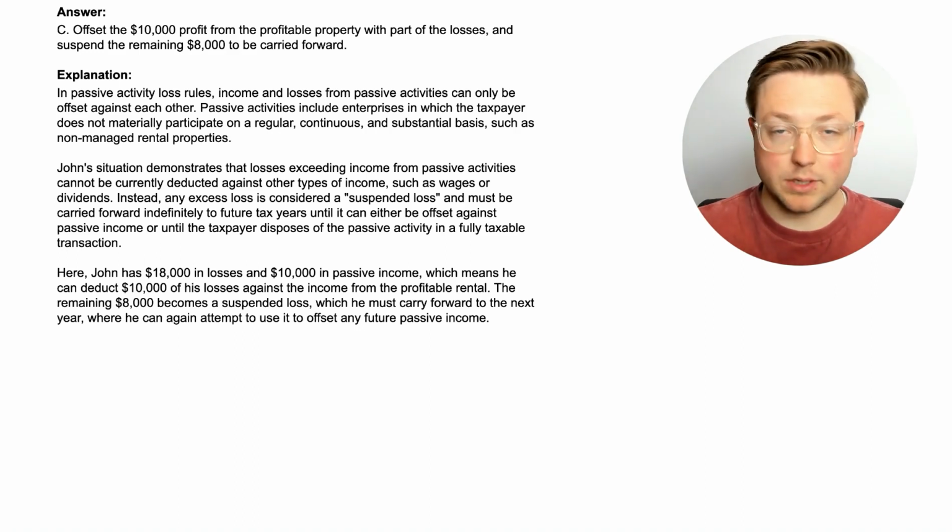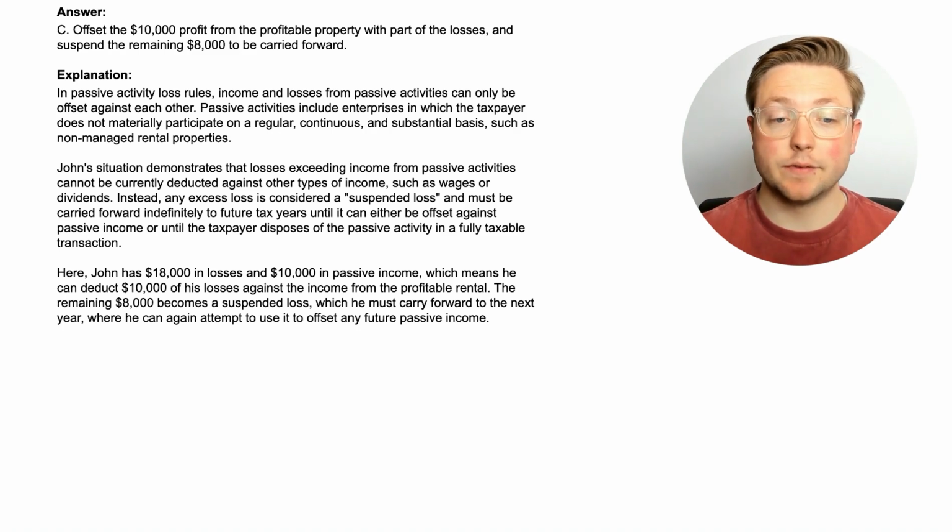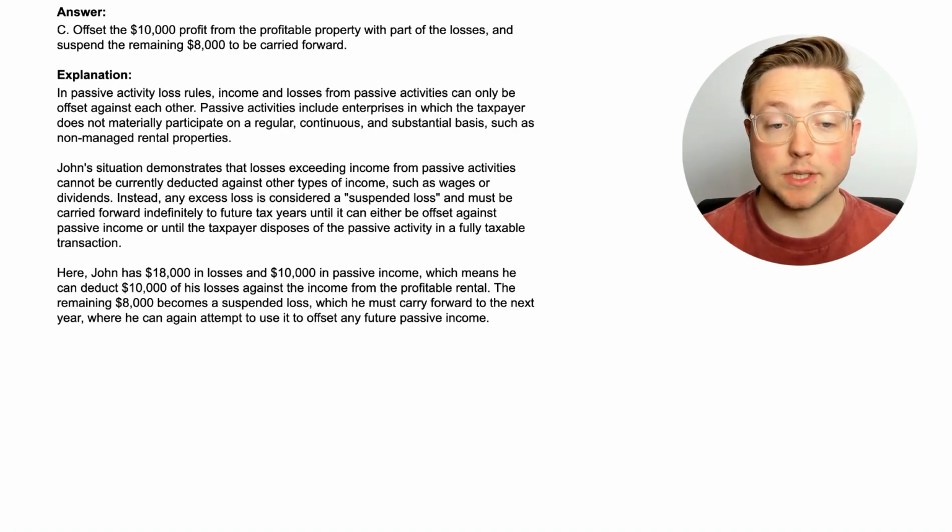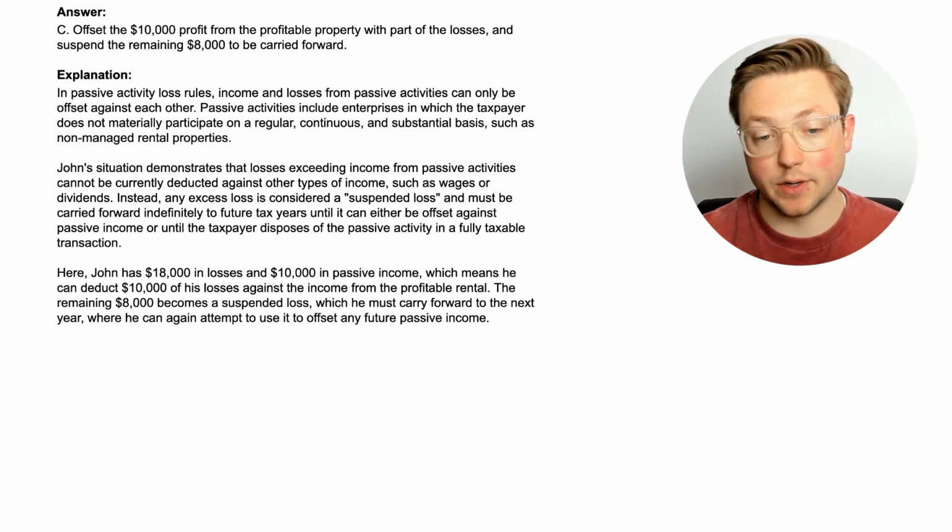So let's get an idea here. In passive activity loss rules, income and losses from passive activities can only be offset against each other. Passive activities include enterprises in which the taxpayer does not materially participate on a regular, continuous, and substantial basis, such as non-managed rental properties. John's situation demonstrates that losses exceeding income from passive activities cannot be currently deducted against other types of income such as wages or dividends.